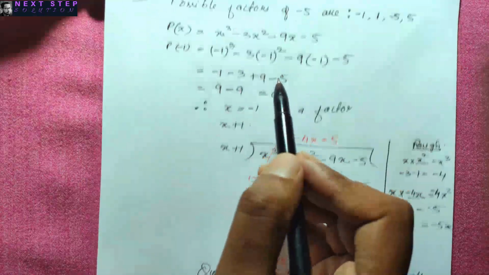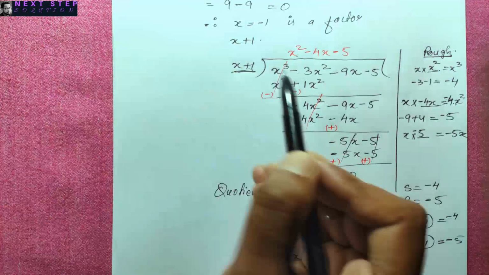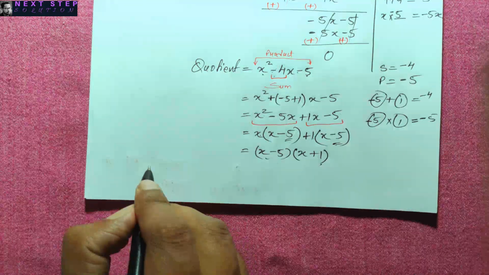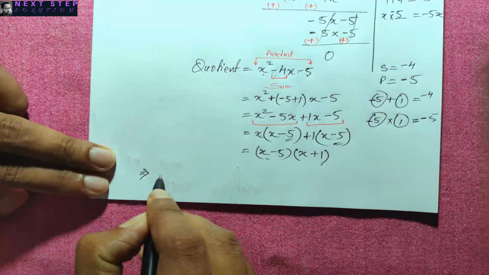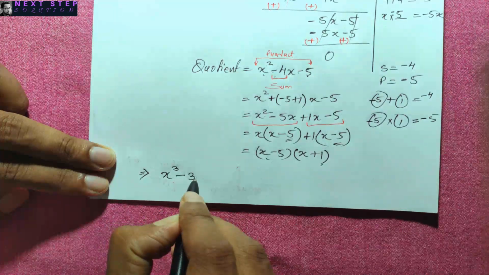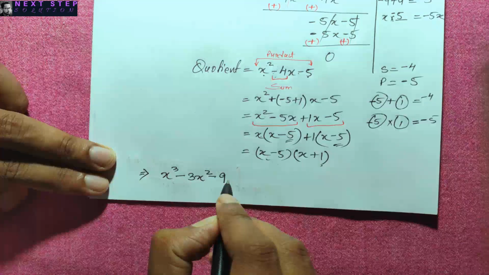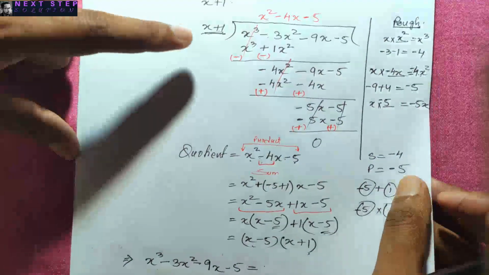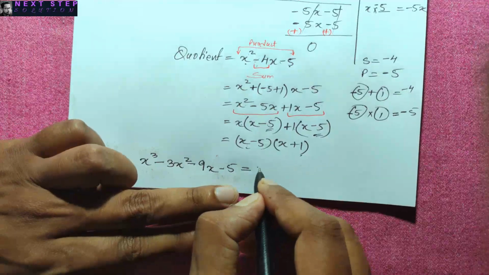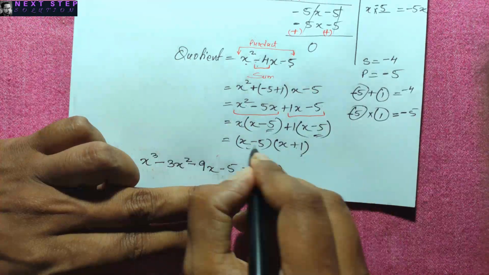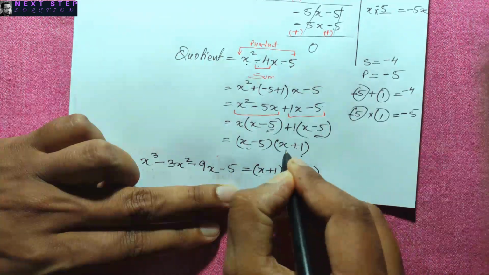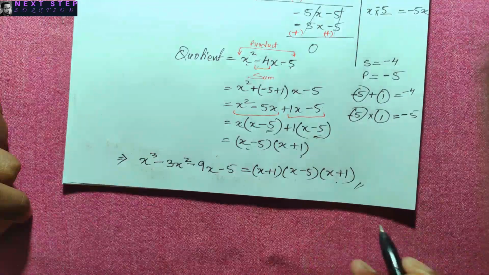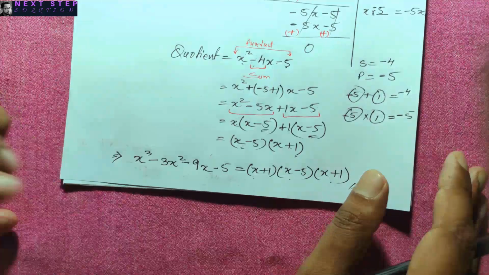Now for this cubic polynomial, we already found one of the factors. One of the factors is this one, and the 2 factors are this one. Because it is a cubic polynomial, there will be 3 factors, so we write the cubic polynomial. This implies the cubic polynomial x cube minus 3x square minus 9x minus 5 is equal to, the first one which we got was x plus 1, so we write down x plus 1. Then the 2 other factors are x minus 5 and x plus 1. Because it is a cubic polynomial, we got 3 factors. This becomes the answer. Let us see one more question for this cubic polynomial.